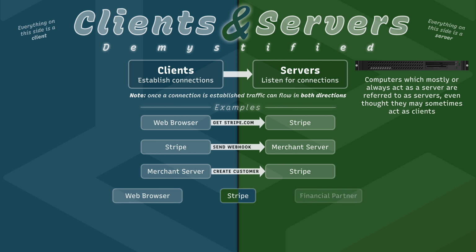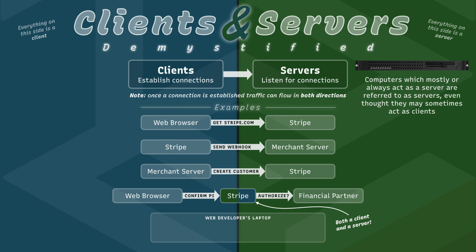Okay, now let's look at an example involving three parties. In the first half of this example, we have a web browser establishing a connection to Stripe in order to confirm a payment intent. That makes the web browser the client and Stripe the server. Next, Stripe needs to talk to a financial partner, like a card issuer, to find out if this transaction should be authorized or declined. So Stripe establishes a connection to the financial partner to ask what the outcome should be. In the second half of this example, Stripe is the client and the financial partner is the server. This example shows Stripe acting as both a client and a server in order to facilitate an operation.